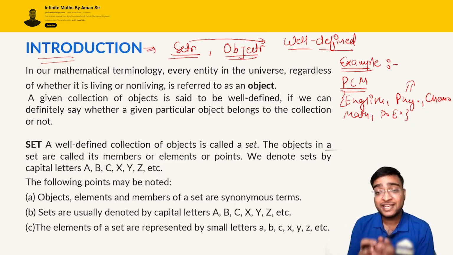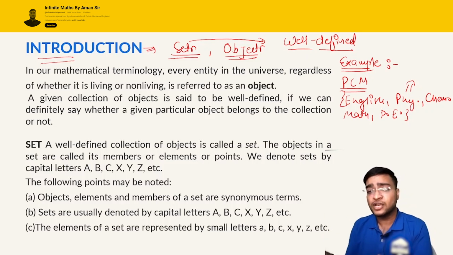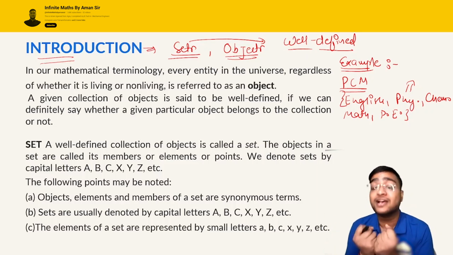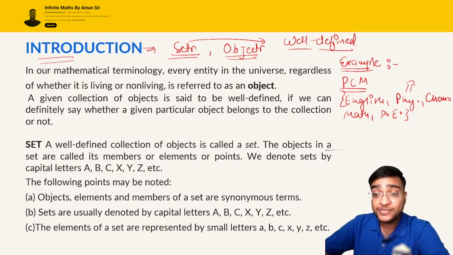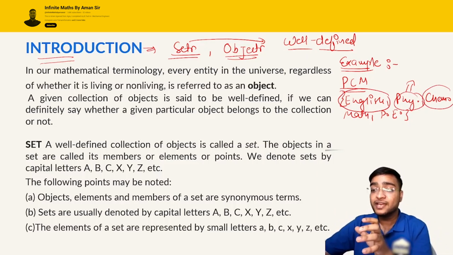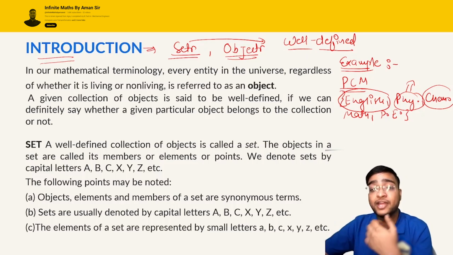It means these are well-defined subjects for you, which define your 11th class subjects as well as your 12th class subjects. That is overall a set. And sir, what is an object? I would say the objects are this English, this physics, this chemistry. You can say, sir, the individual subjects are my objects.